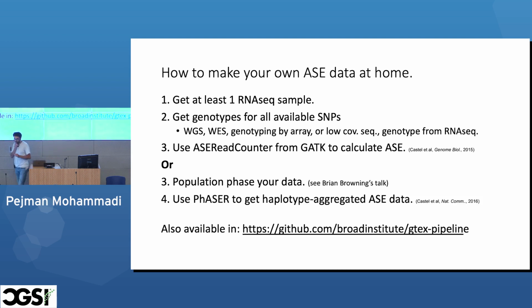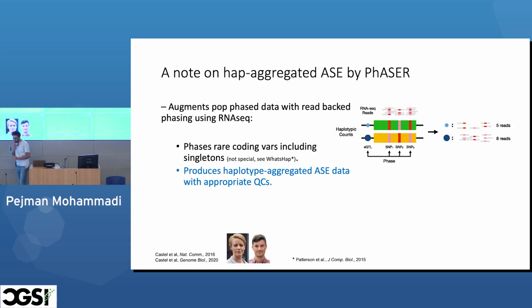Alternatively, you could phase your genome and then use this tool, phaser, to aggregate the ASC signal along a gene when you do have multiple SNPs available. So I'm going to talk a little bit more about this. What phaser does, this is from Tuuli's lab, is it gets a population phased VCF file for your samples, and then augments that with read-backed phasing that you can do with the RNA-seq data.